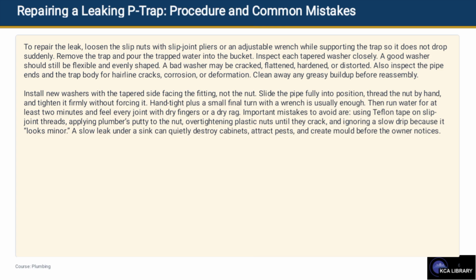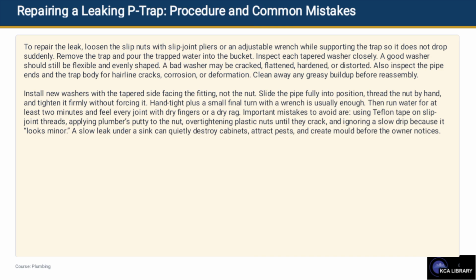Install new washers with the tapered side facing the fitting. Slide the pipe fully into position. Thread the knot by hand and tighten it firmly without forcing it. Hand tight plus a small turn with a wrench is usually enough. Then run water for at least 2 minutes and check every joint with dry hands or a dry rag.